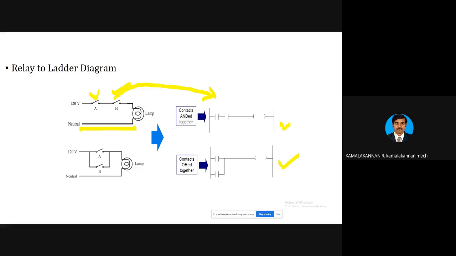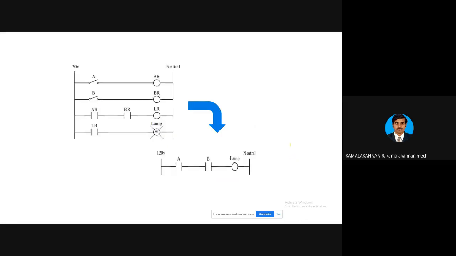So AND gate and NOR gate. See here, the same AND gate can also be drawn in such a way. When you have a signal in A, you will get an AR. When you have a signal in B, you will get a BR. When you get both AR and BR, it will be combinedly called LR. When you get LR, the lamp will light. So it is equal to the AND gate. It can also be drawn in such a way, but you need not go for such a complex thing. Drawing a simple notation is enough to express your ladder logic drawing. So this is how you have to draw.